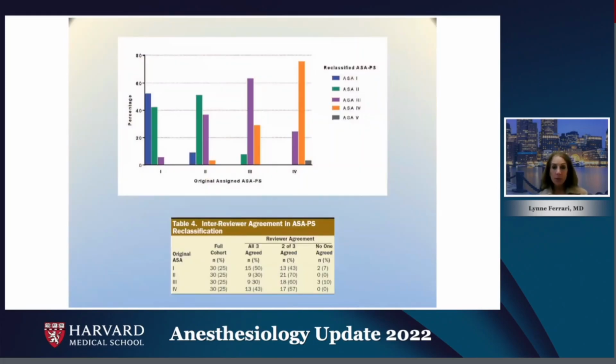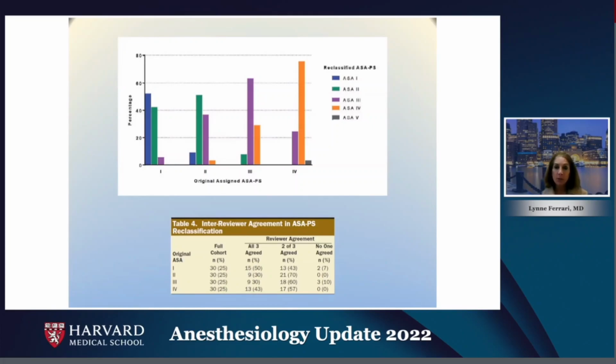So what we then went on to do was we took 120 cases that we had already completed where the ASA classification had been documented by our faculty based on the standard ASA classification definitions. We divided them up so that everybody got 10 cases. We gave them our proposed pediatric definitions, and we asked them to review the cases and score the patients using the new pediatric definitions.